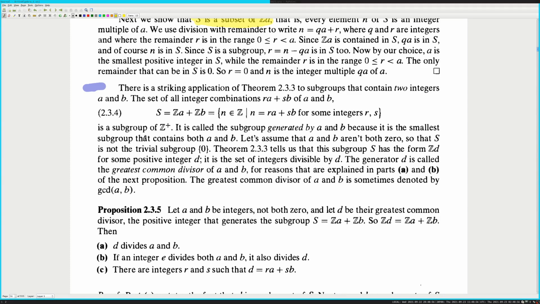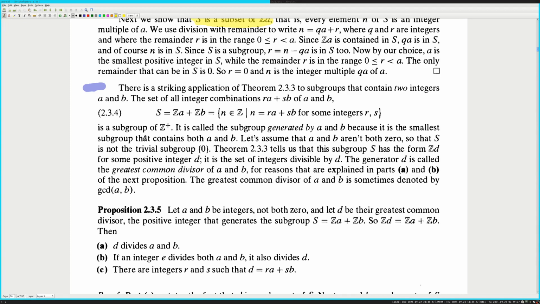Let's assume that A and B aren't both zero, so that S is not the trivial subgroup. This subgroup S has the form ZD for some positive integer D. It is the set of integers divisible by D. This generator D is called the greatest common divisor. Go watch my GCD video of A and B. I'll try to remember to link it, for reasons that are explained in parts A and B of the next proposition. The greatest common divisor of A and B is sometimes denoted by GCD of A, B.